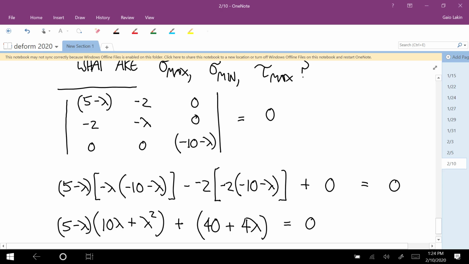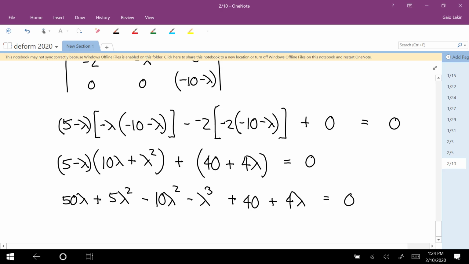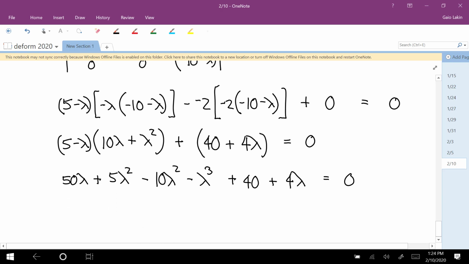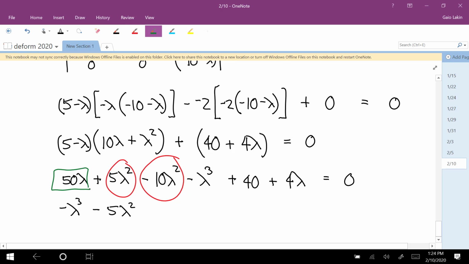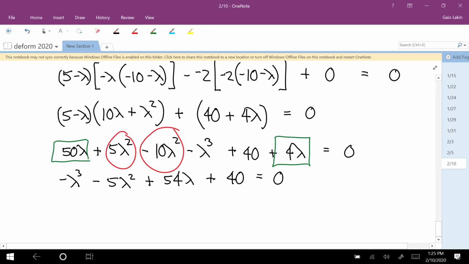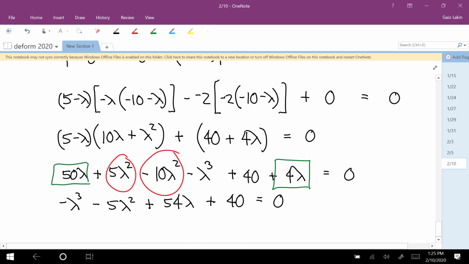Did I do that multiplication right? Well, that's not a good example to use. So what do we get? Negative lambda cubed. And here are our squares: minus 5 lambda squared. And then here are our linear terms. I was hoping this would come out with no constants, because then we could factor one out and use the quadratic formula to solve this. But that's not what we see here. So what am I going to do here?